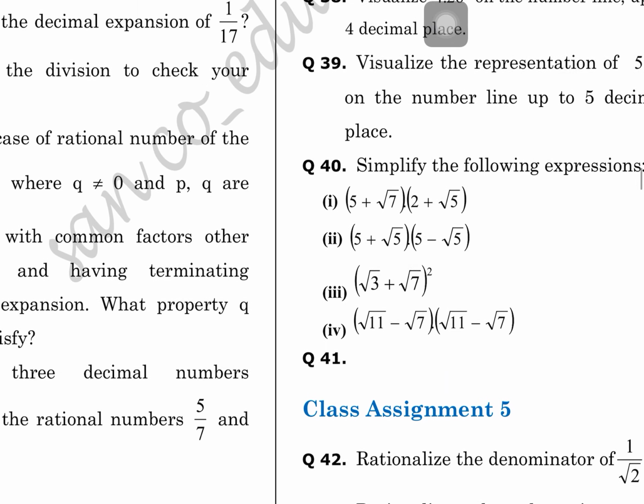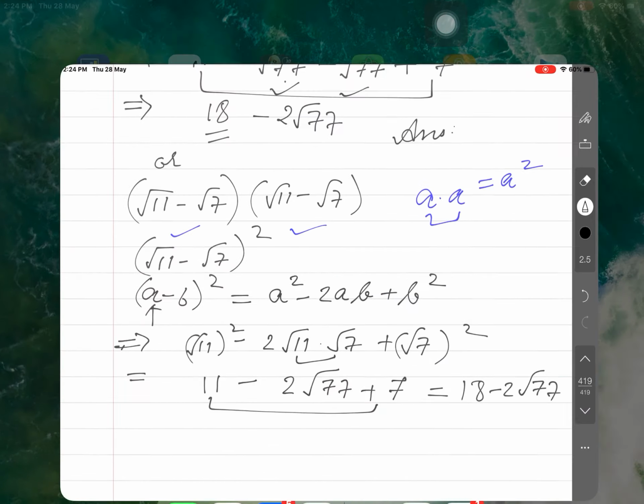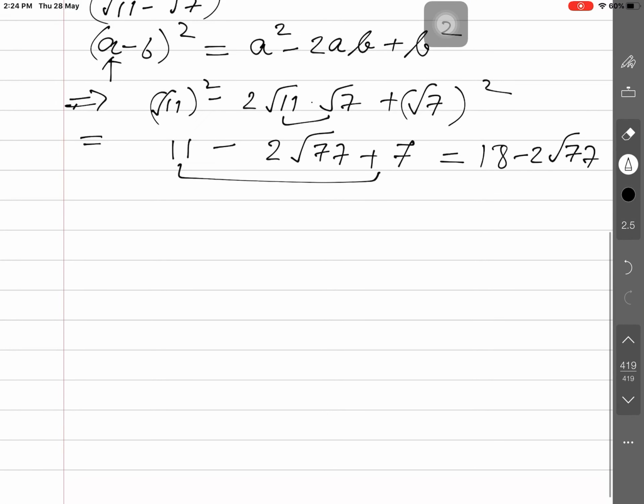So I hope you all have done this question number 40. Now class assignment 5 we are observing, rationalize the denominators. I am just telling the rationalization. So today the concerning topic is rationalization. So what do you understand by rationalization?